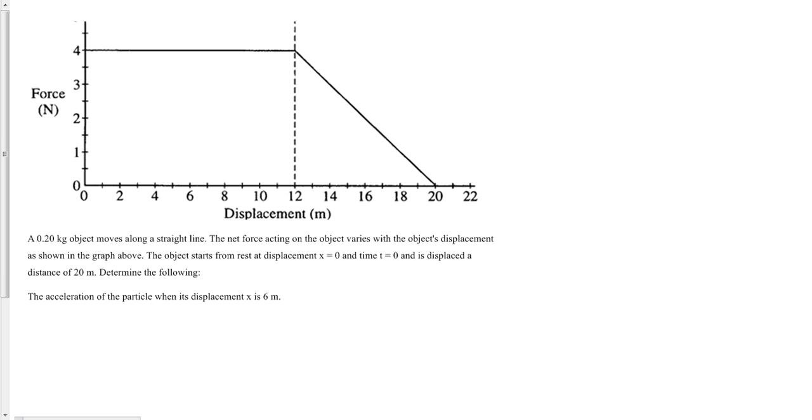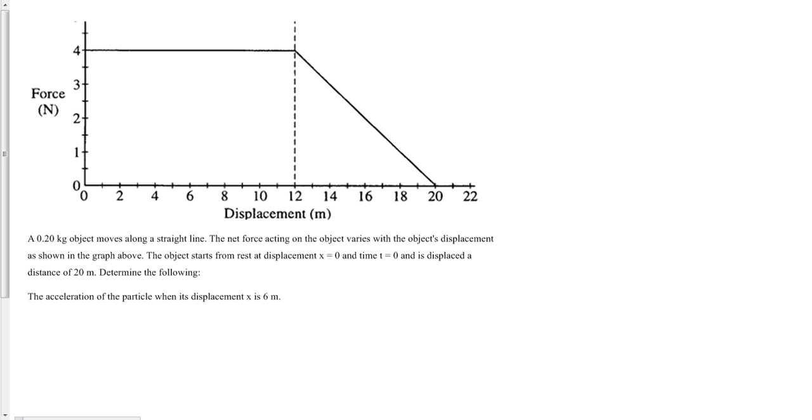All right, a 0.2 kilogram object moves along in a straight line. The net force acting on the object varies with the object's displacement. Now, once the force starts varying, what happens to the acceleration? It starts varying as well.